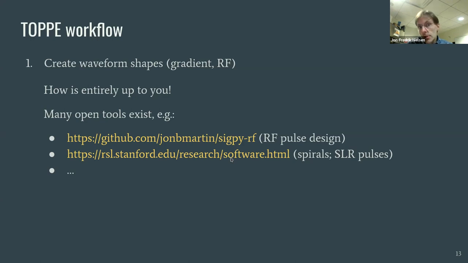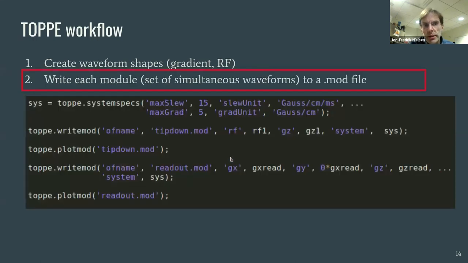And so again, the first step is to create the waveform shapes, and that's entirely up to you. I'm listing a couple of resources here, but this is where your MR physicist ideas come in, right? Once you've done that, you simply write each module, or set of simultaneous waveforms, to a mod file. So first we would specify the system hardware specs. So we set the max slew. This doesn't have to match the peak physical slew on the scanner. This can be a design consideration. Same for the max gradient, although there's no particular need to limit that.